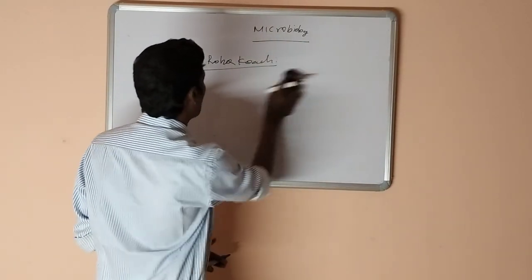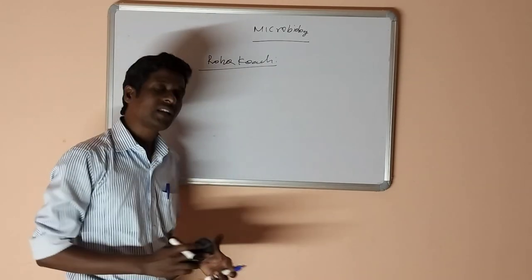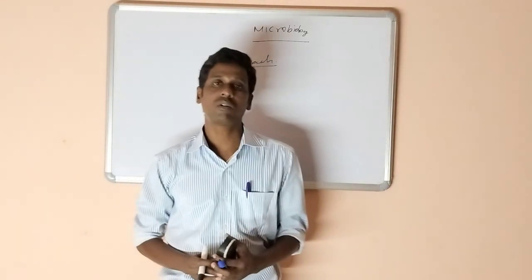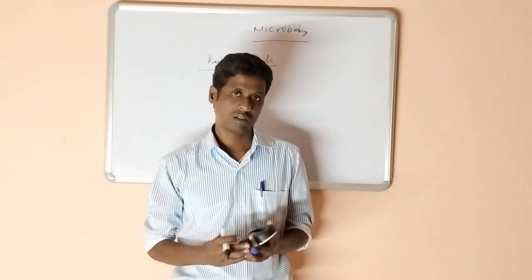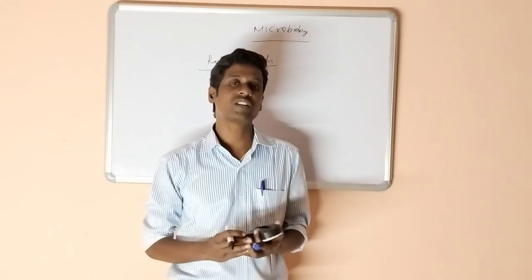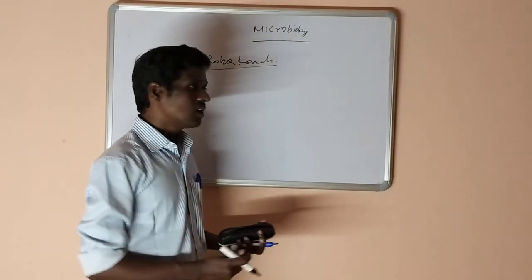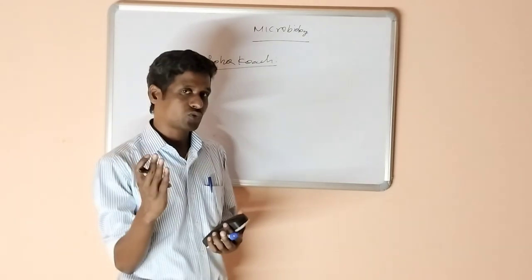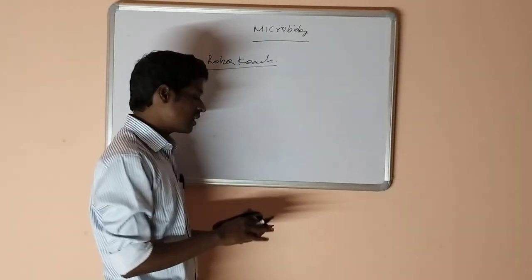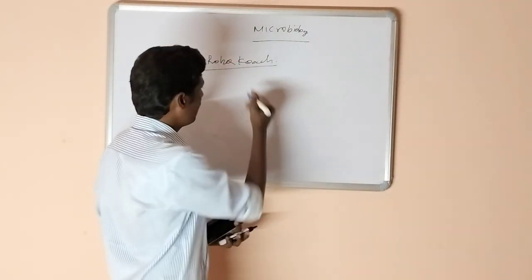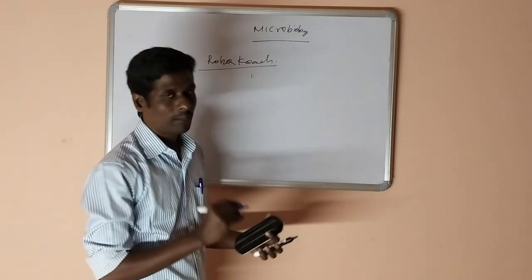From that he gave one theory. That theory is now called the Koch postulates. Koch gave four postulates. We'll see that the postulates are very important.